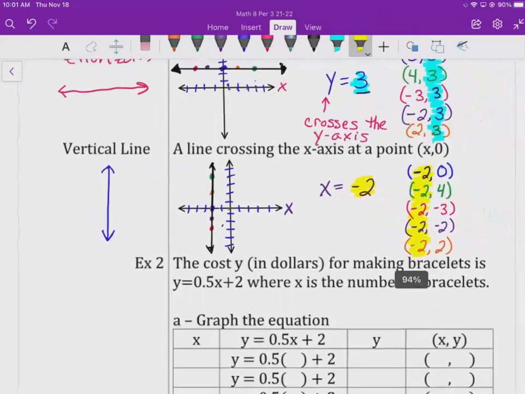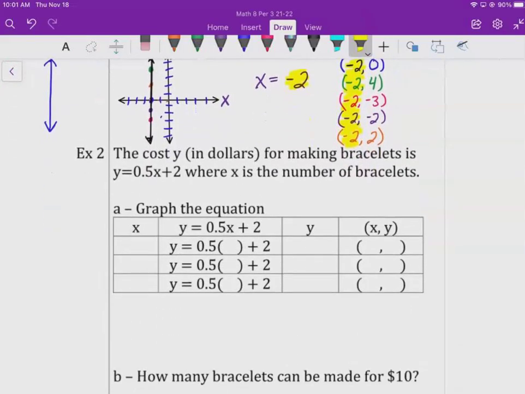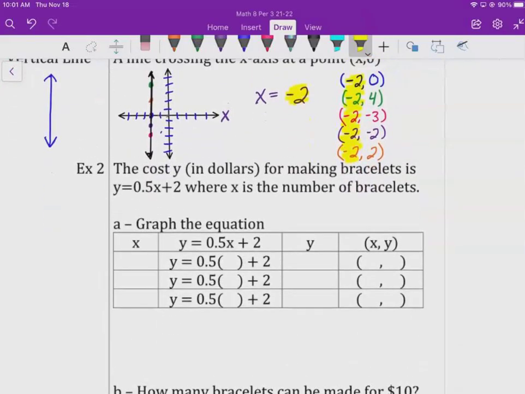We're just going to keep working on it. And then we're going to go ahead and do another one where we plug things in. So it says the cost Y in dollars for making bracelets is Y equals 5/10 X plus 2, where X is the number of bracelets. So this one said Y is dollars and X is the number of bracelets. Now, not a giant thing to know, but we do need to understand that for what's coming up.